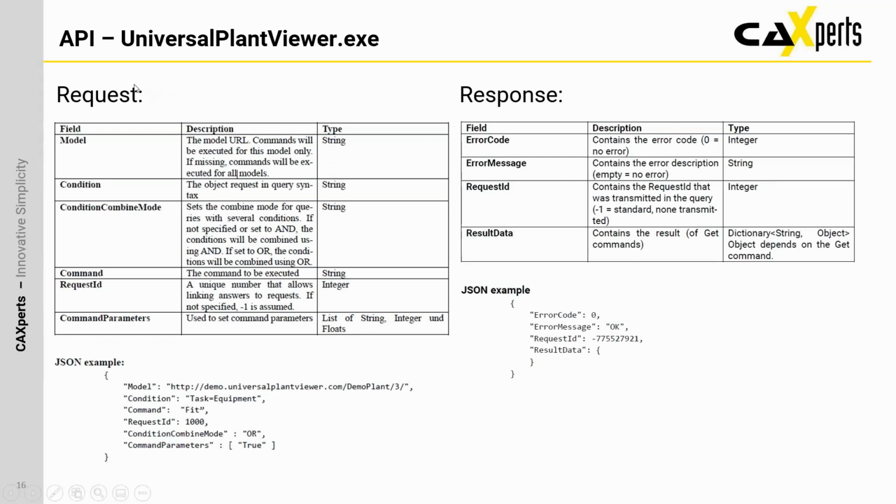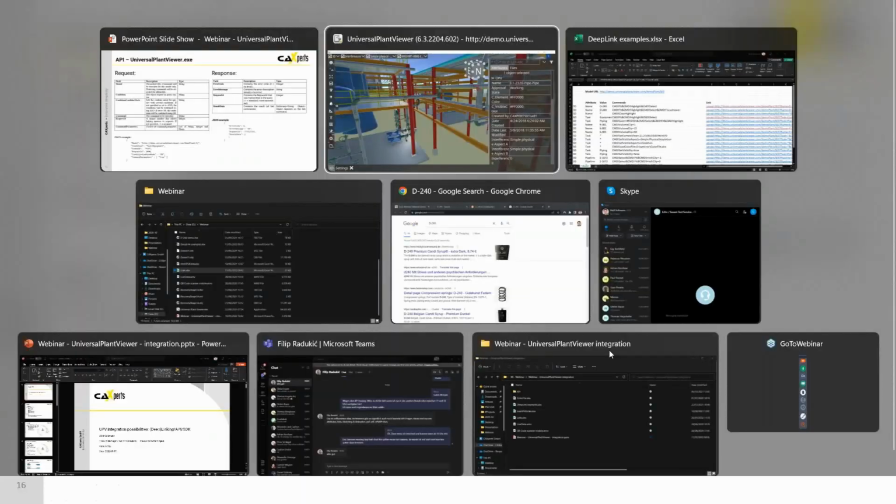So once the communication was opened, you can use requests to send your commands. So we can see an example down here. We do have some parameters like the model, condition, command, and so on. And this is basically the request that you send, and then you will get a response. So for example, for this fit command here, we are getting a response where there is an error code, an error message, and the request ID, and no result data in this case. But let's say we are using a command like get object attributes, then the result data would contain the data that we requested.